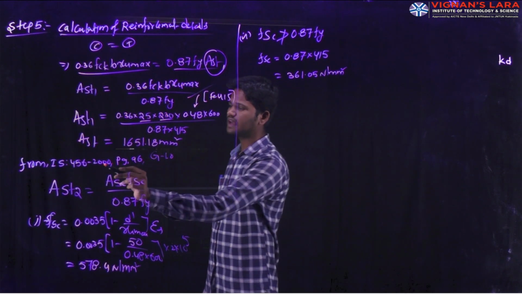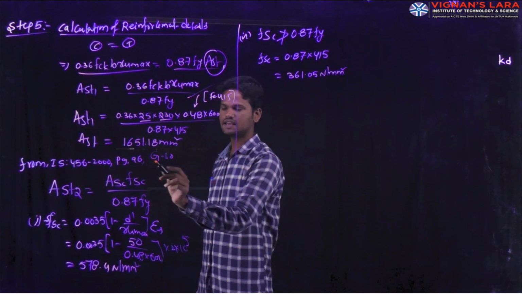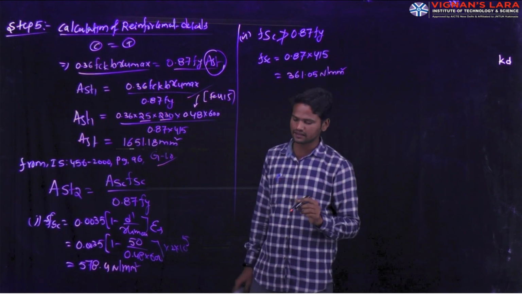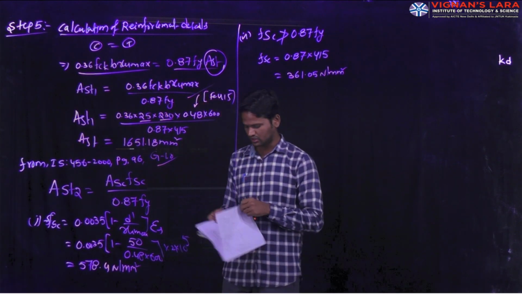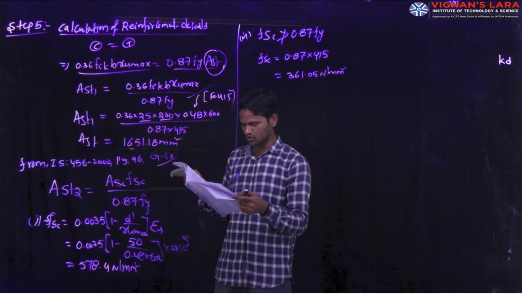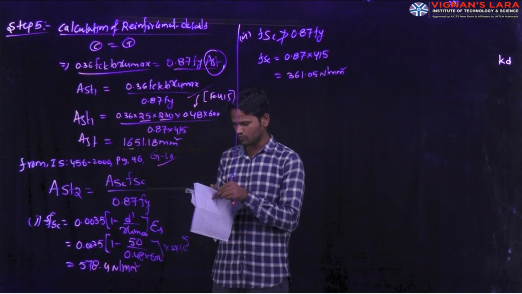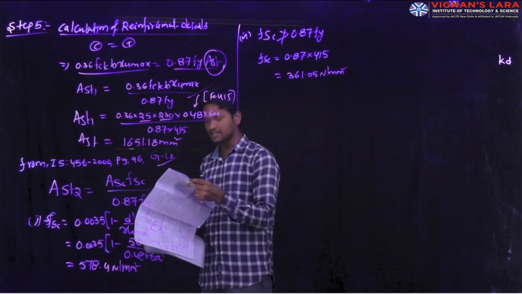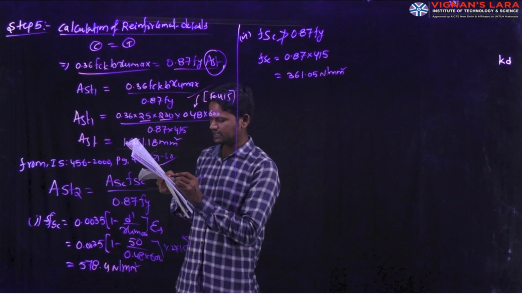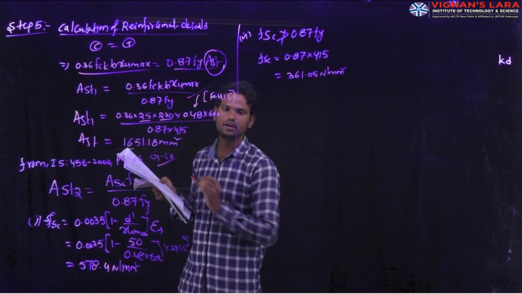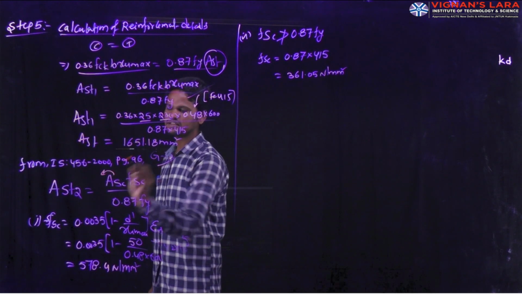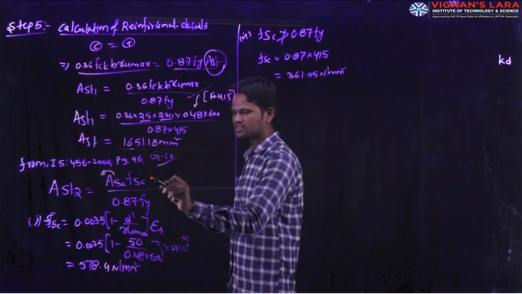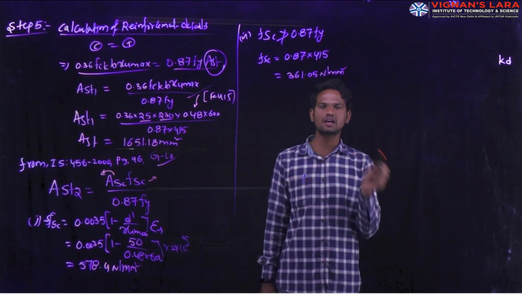From IS 456:2000 page number 96 and Annexure G, clause G 1.0, we calculate the area of the steel Ast2. In our code book, the value of Ast2 is mentioned as Ast2 equals Asc into fsc divided by 0.87 fy, where Asc is the area of the steel we are providing in the compression zone, and fsc is the stress in the steel in compression.